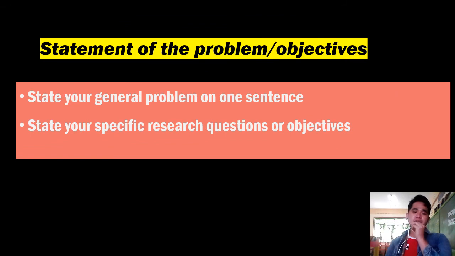Next one is the statement of the problem or the objectives. So you are going to state your general problem in one sentence, and then state your specific research questions or objectives. So basically, the statement of the problem are the questions that you wanted to answer in your concept paper, or the questions that you wanted to answer at the end of your research proposal or your project.